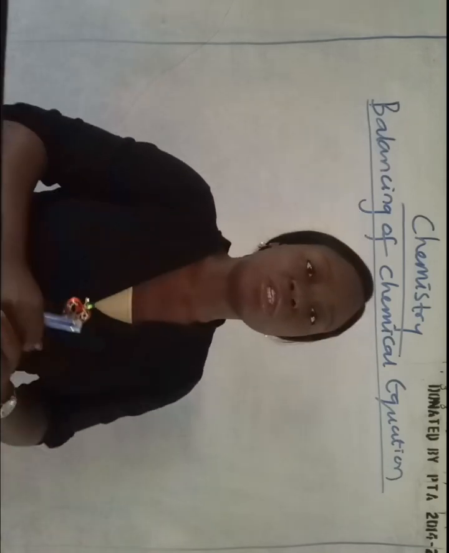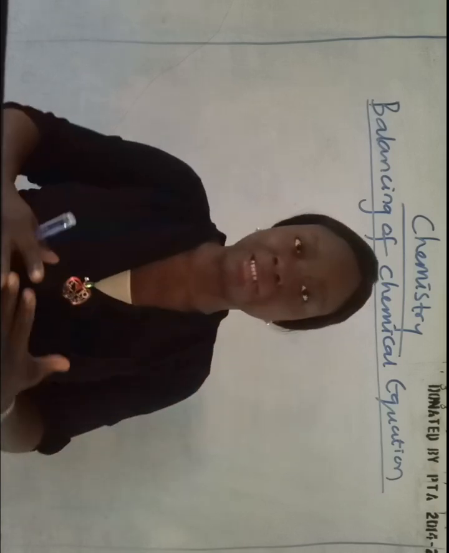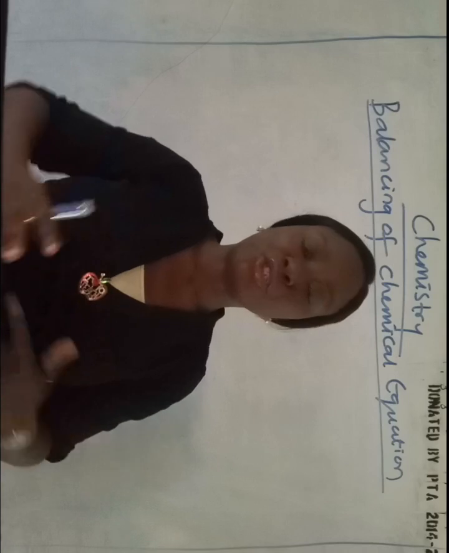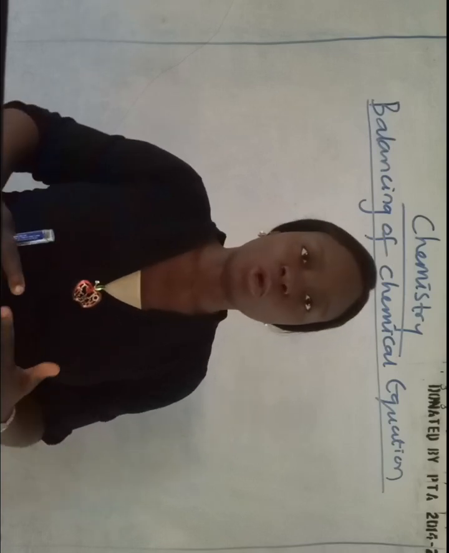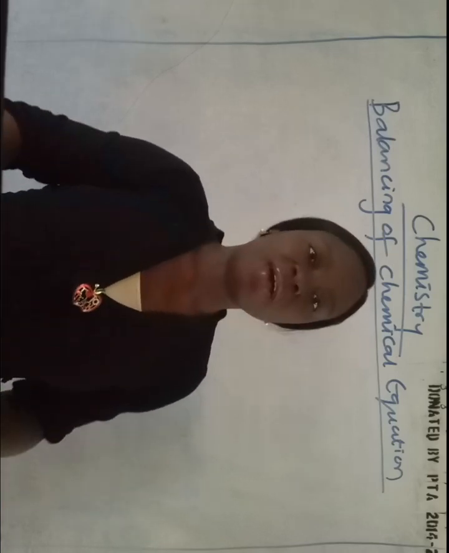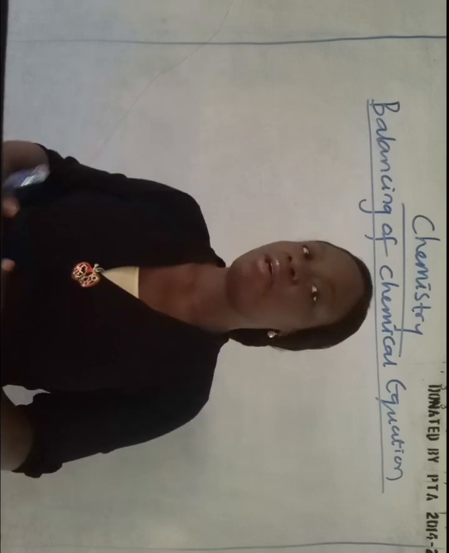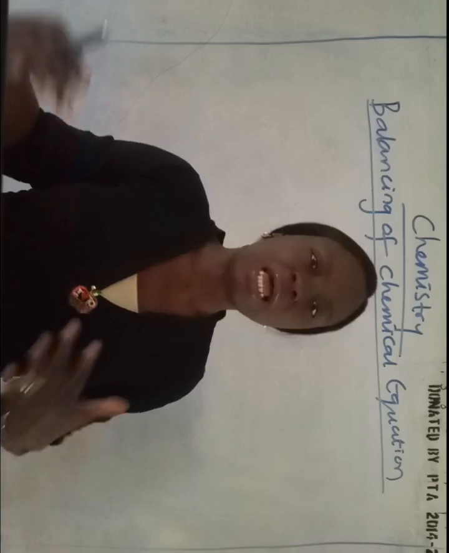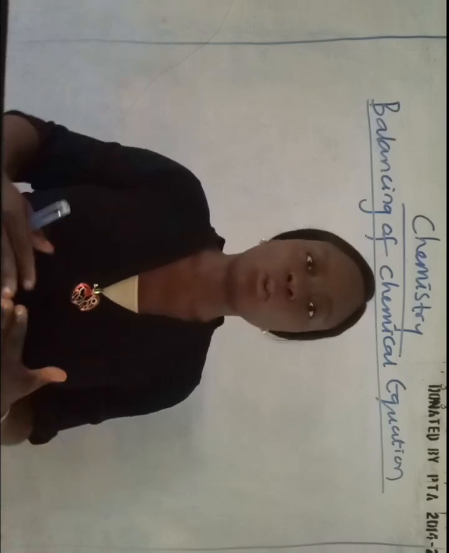A lot of students find it difficult to balance simple chemical equations. Now, a chemical equation is a representation of reactions. We represent our chemical reactions through the chemical equation. In a chemical equation, you have the reactant side and the product side, and the two sides must be what?